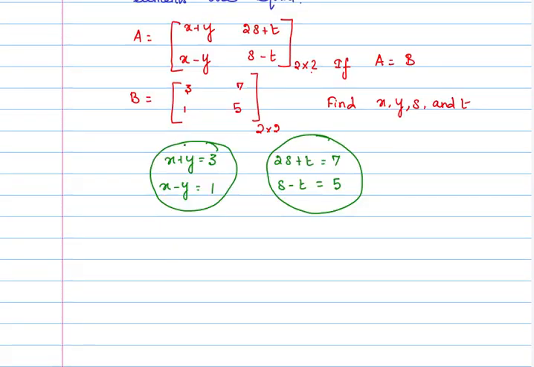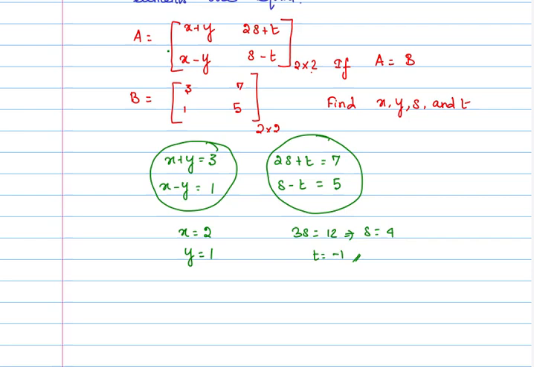If you add them together, you will get 2x equal to 4, that is x equal to 2. Then y equal to 1. Similarly here, if you add these equations together, 3s equal to 12, this implies s equal to 4. Once you apply s equal to 4, t equal to minus 1, you will get the answer. Okay. So this is the method.